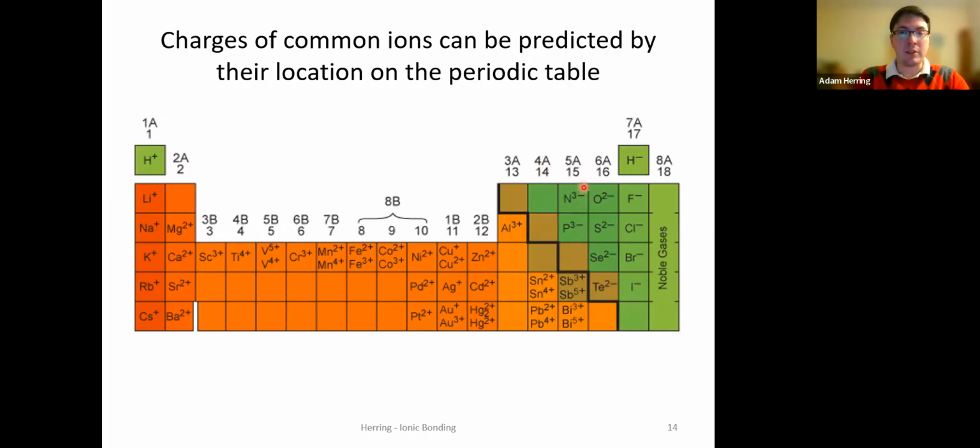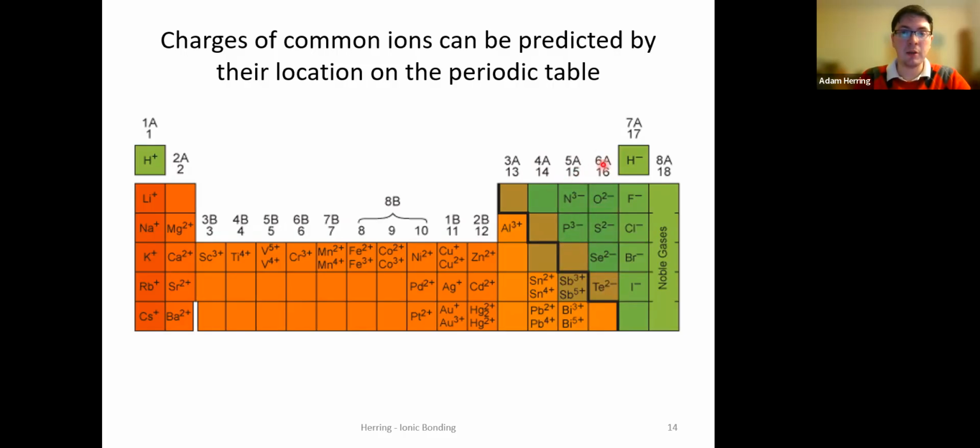Group 5A elements tend to gain 3 electrons. And that's much easier for them than losing 5 electrons. It's easier to gain 3 than to lose 5 because there's a smaller transfer of electrons in this case. And so elements in the 5th group have -3 charge.